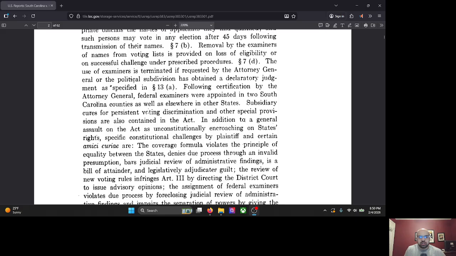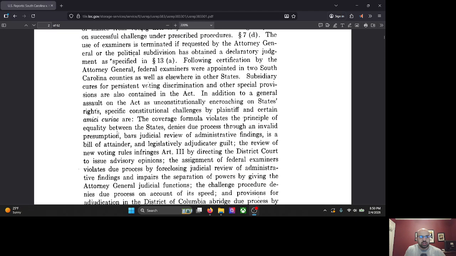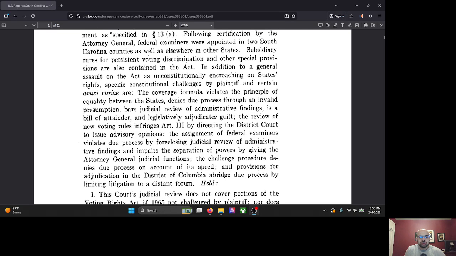In addition to a general assault on the Act as unconstitutionally encroaching on states' rights, specific constitutional challenges by plaintiff and certain amici curiae are: the coverage formula violates the principle of equality between the states, denies due process through an invalid presumption, bars judicial review of administrative findings, is a bill of attainder, and legislatively adjudicates guilt. The review of new voting rules infringes Article 3 by directing the district court to issue advisory opinions.